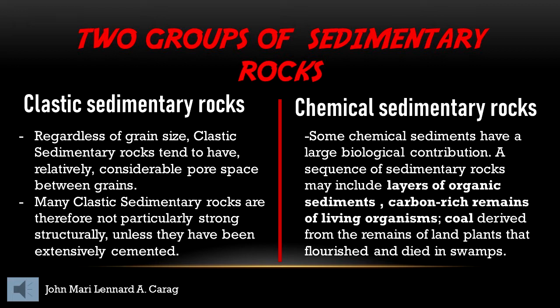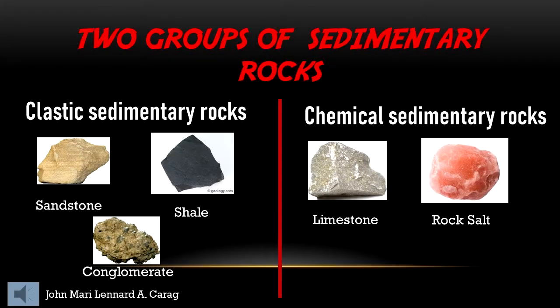And another example is coal, which is derived from the remains of land plants that flourished and died in swamps. These are some examples of the clastic and the chemical sedimentary rocks. Tulad ng sabi ko kanina, yung pinagkaiba lang ng dalawang type ng rocks is yung type ng sediment na ginamit para ma-form to. Like for example, the sandstone.